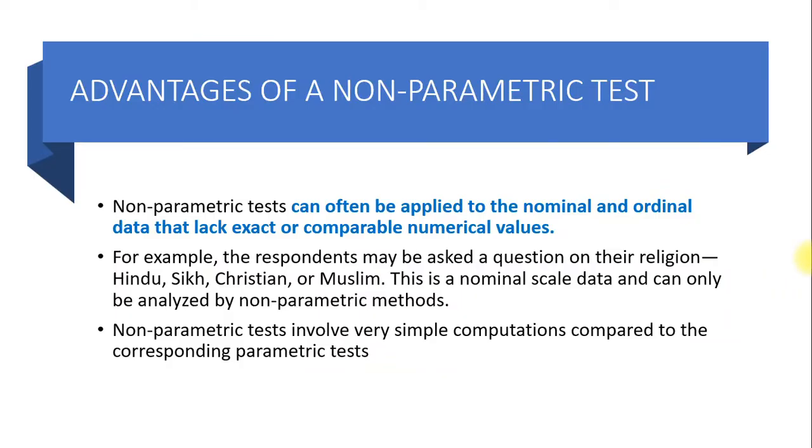Another advantage of this test is that it can be applied on nominal and ordinal data, because both types of data have different characteristics and they lack comparable numerical value or exact or absolute value. For example, if you ask the religion of a population, it will be categorized as Hindu, Sikh, Christian and Muslim. This is nominal scale data, but it has categories. So in such a scenario, you could use a non-parametric test to analyze, and one is chi-square.